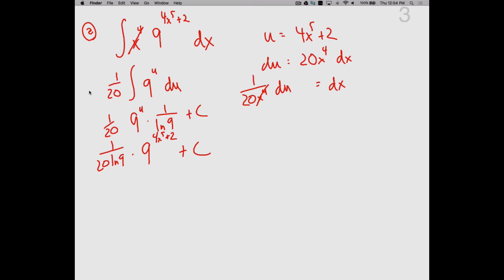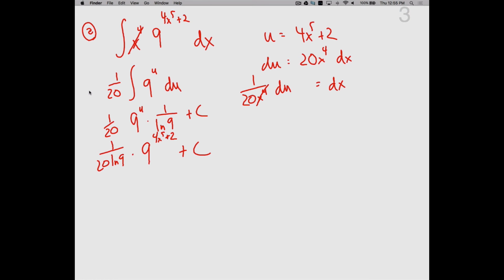Yes, John? Do we have to leave it like that, or can we just write 9 to the 4x to the 5th plus 2 over the natural log? Yeah, you can combine it, it's up to you. Yeah, it's the same value. Adam, why isn't the 9 over 4? You can. John just asked the same question. I could take this thing and put it up in the numerator if I wanted to. I just left them as two separate numbers. Is that what you're asking?